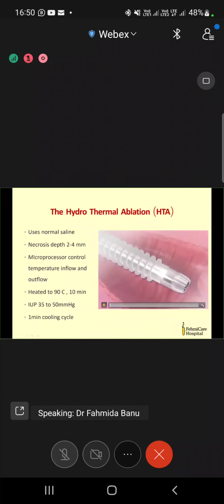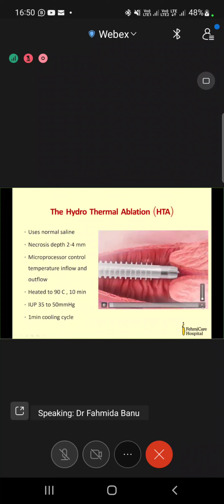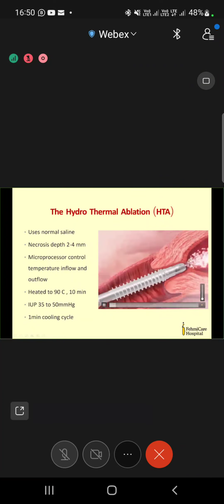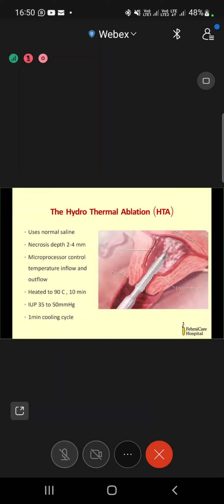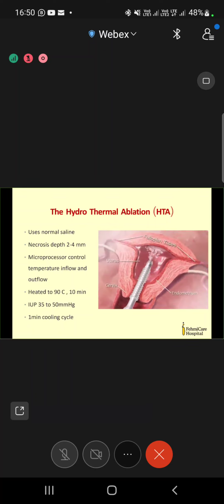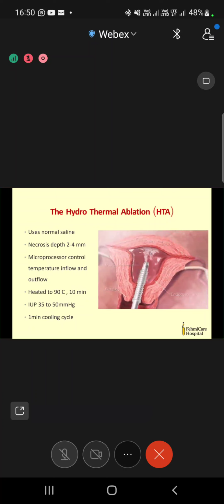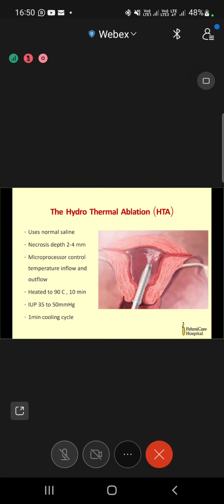After dilation of the cervix, you gently pass the probe and use the normal saline, which is heated to 90 degrees centigrade, and the entire endometrium gets ablated.